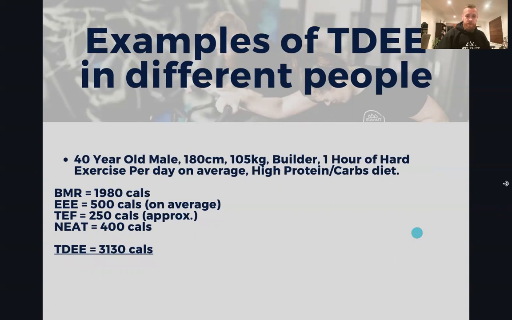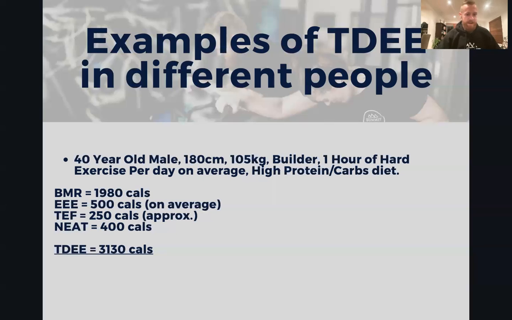So our next one is going to be a 40-year-old male. He is 180 centimeters tall, 105 kilograms, works as a builder. He does an average of an hour of hard exercise per day. So he goes to the gym, just smashes it out and trains hard pretty much every day of the week on top of his active job. If anyone is watching this as a builder, I think doing the gym work within reason, of course, is going to be beneficial to working quite a hard job. And then he eats a diet that is high in protein and carbs, okay?